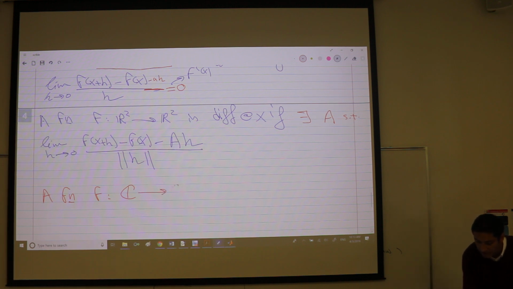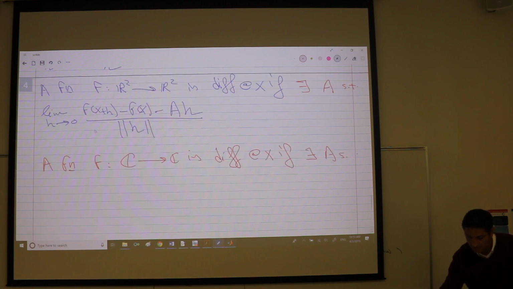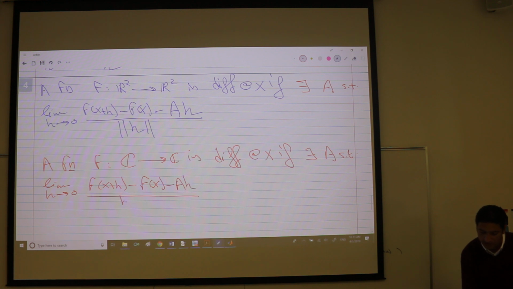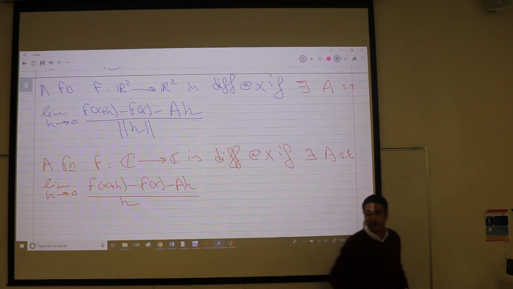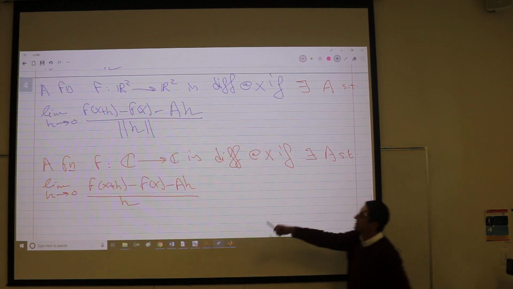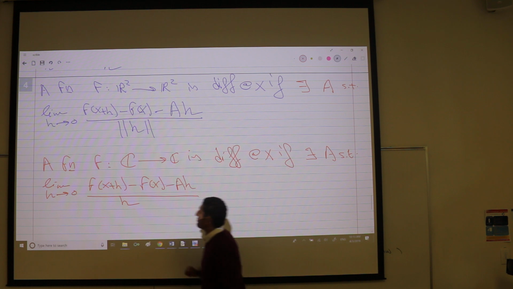So a function from C to C takes the two numbers, gives you two numbers, is differentiable at x if there exists A such that the limit of f of x plus h, two numbers, minus f of x, two numbers, minus Ah, two numbers, divided by h, two numbers. And this is very well defined because I can divide two numbers in the complex plane. So now this means that I care about directionality.